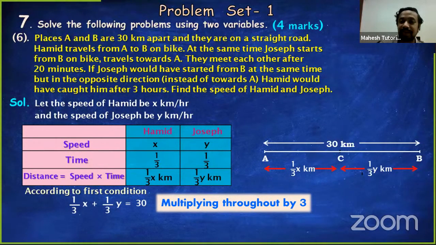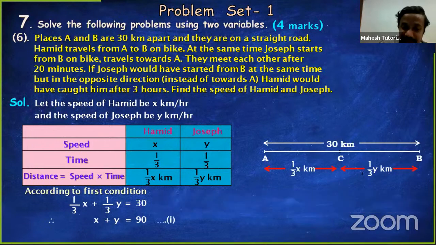So now students, if I multiply each term by 3, 1 upon 3x into 3, so 3 will get cancelled. बचेगा क्या? x plus 1 upon 3y into 3, so 3 will get cancelled. बचेगा क्या? y. 30 into 3 will give us how much? 90. So here we get our first equation, students. Check whether this equation is present in its basic form. Yes, because alphabet wale is on left hand side and the constant is on the right hand side. Let us number it as equation number 1.